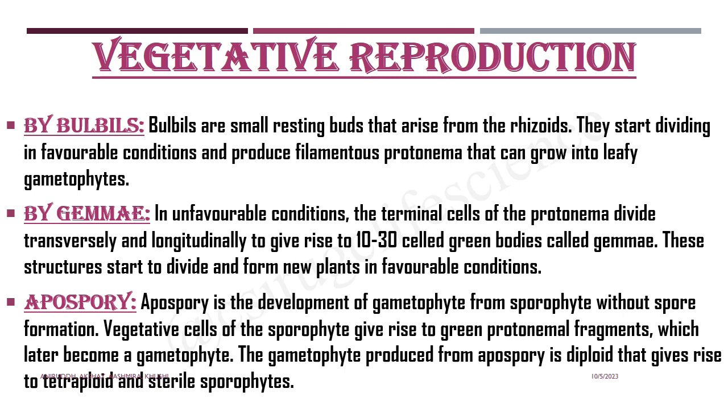Apospory. Apospory is the development of gametophyte from sporophyte without spore formation. Vegetative cells of the sporophyte give rise to green protonemal fragments which later become a gametophyte. The gametophyte produced from apospory is diploid, that gives rise to tetraploid and sterile sporophytes.